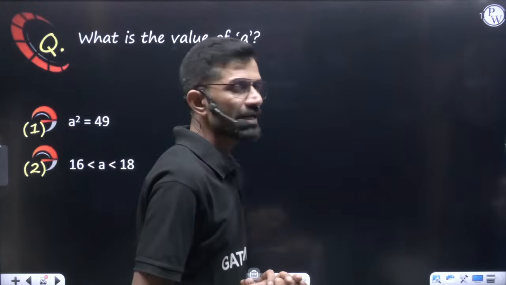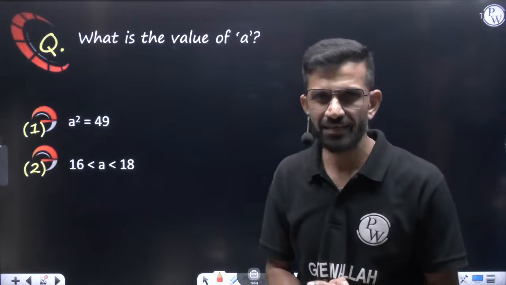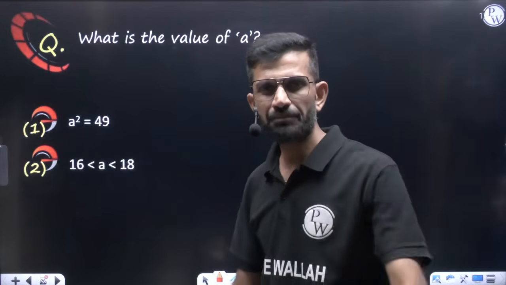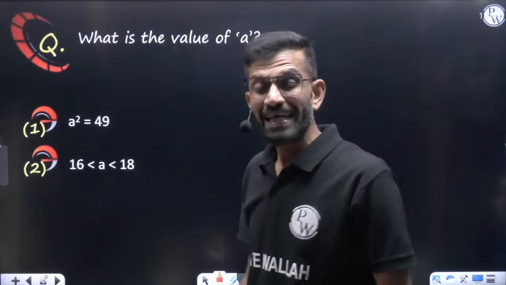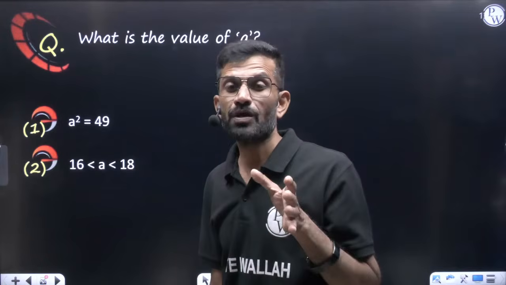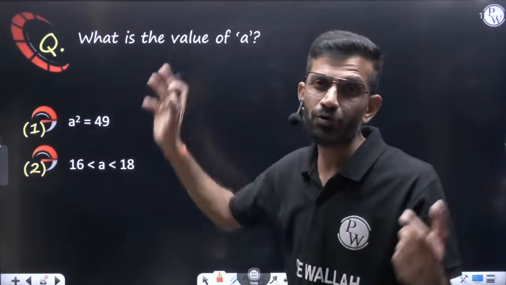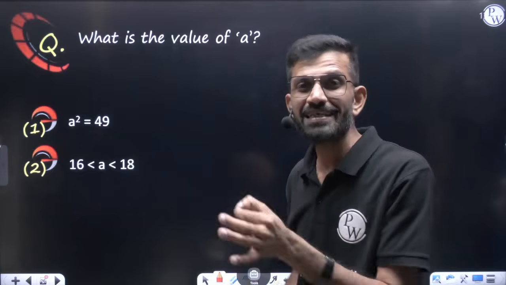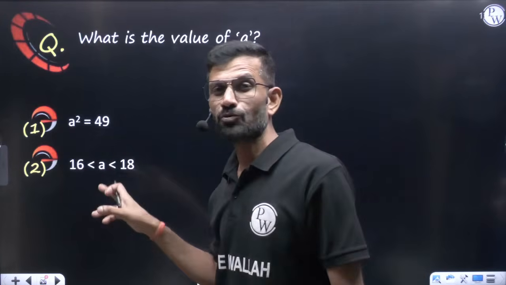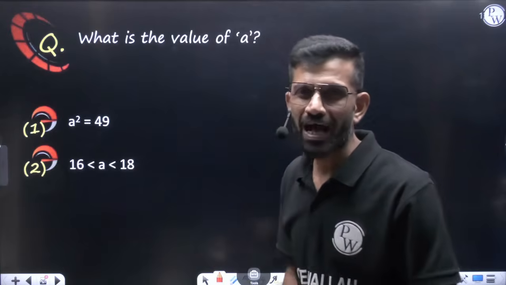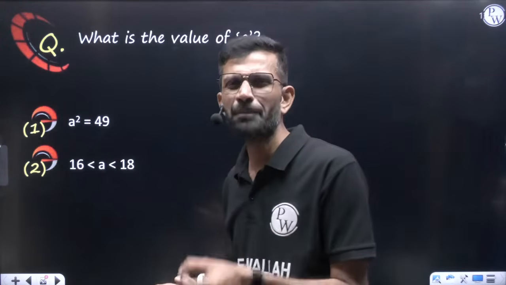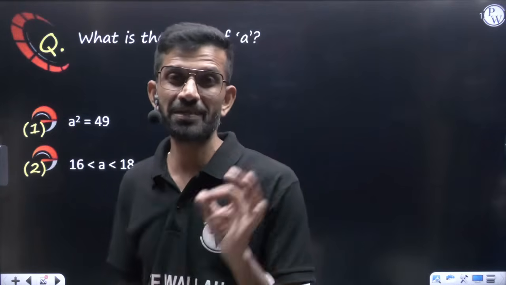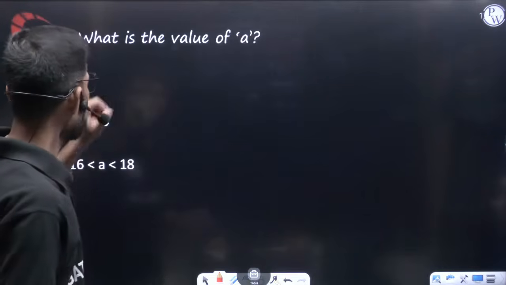Very first question: what is the value of A? This is the question. The first statement they gave: A square is equal to 49. If statement 1 alone is sufficient, select option A. If statement 1 is not sufficient, then see statement 2. But if statement 1 is sufficient, tick that A and go further to the next question. The second statement they have given: 16 is less than A is less than 18. If statement 1 is sufficient, don't see statement 2. So what is the answer? We will compare A or B, or else combining the data, or else none of the statements is sufficient. We'll check that.